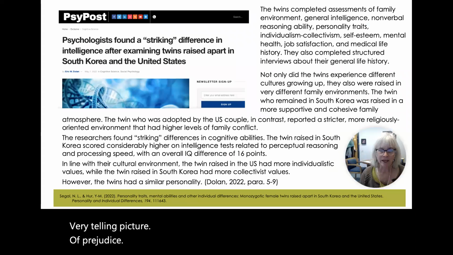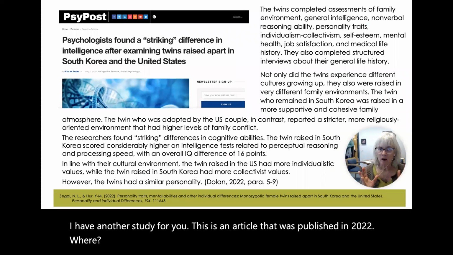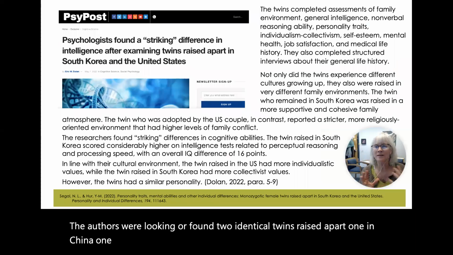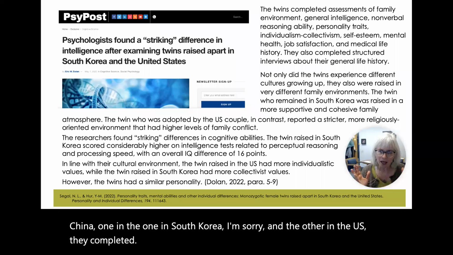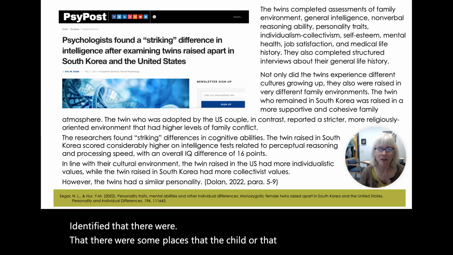I have another study for you. This is an article that was published in 2022, where the authors found two identical twins raised apart, one in China, one in South Korea, I'm sorry, and the other in the US. Once they found them, they completed a series of different kinds of assessments and identified some places where these adults were now different.